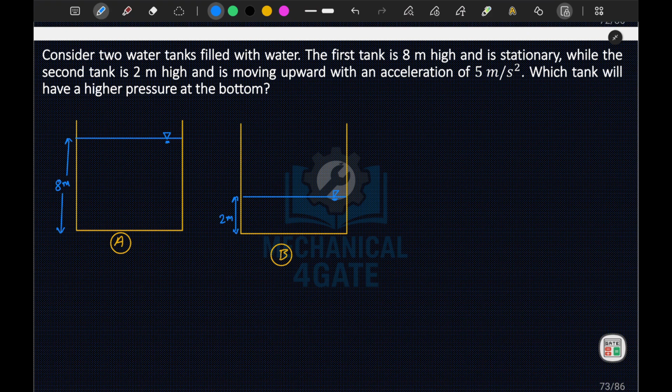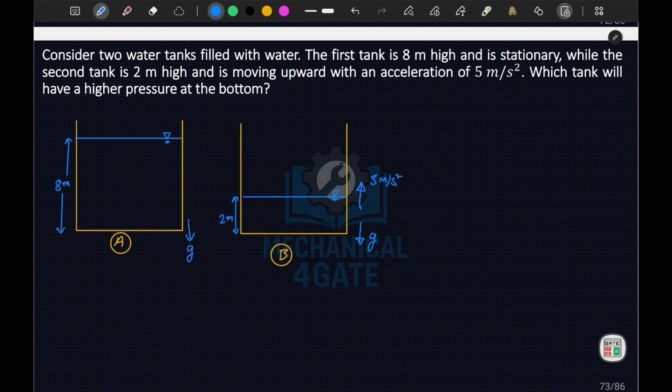Now he is moving, the first tank is stationary, so only the acceleration due to gravity is acting here. The second tank is moving upward with an acceleration of, so we have az equal to 5 meter per second square, moving upward, and the downward acceleration g, the acceleration due to gravity, is always acting. Okay, which tank will have higher pressure at the bottom?